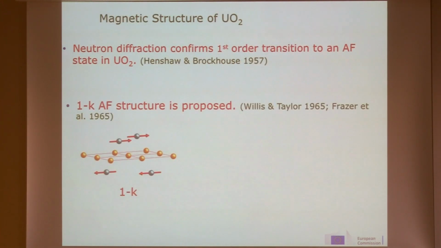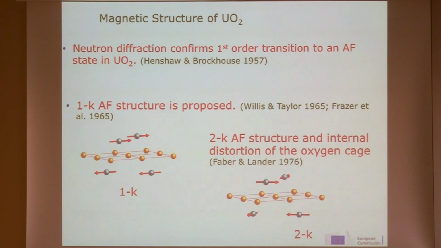The existence of antiferromagnetic order in uranium dioxide was demonstrated by neutron diffraction already in 1957 by these two guys, Henshaw and Brockhouse, at Chalk River in Canada. Ten years later, Willis and Taylor and Fraser et al. repeated the experiments and proposed a collinear single-k structure.